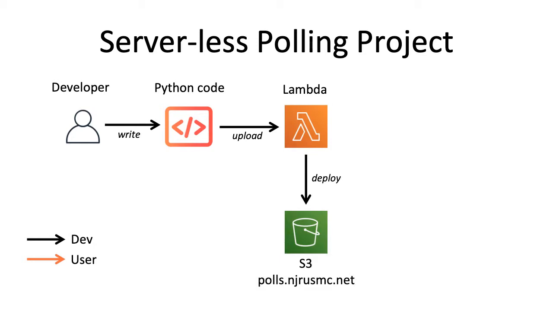In this particular solution, I found that the cheapest and simplest way to display this data was using a static website hosted in AWS S3. S3 is the storage service of AWS, and I already host my main website there for those who are familiar with my work. All I did was create a new site named polls.njrusmc.net, and I allowed Lambda to write objects into it. Lambda just creates an index.html file, which is the output from my Python code, and you can just view this in a web browser, and it's really simple.